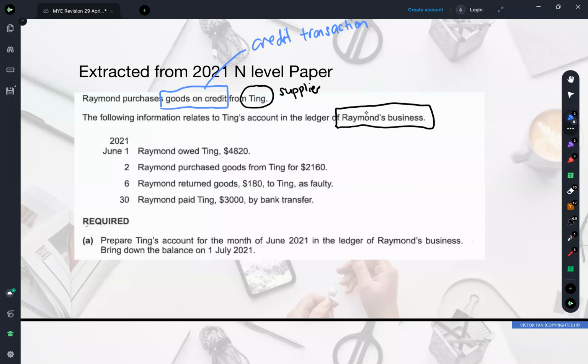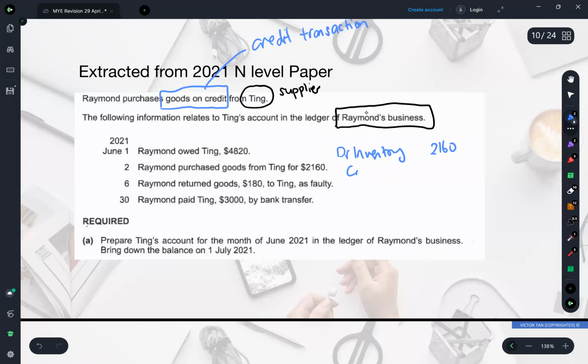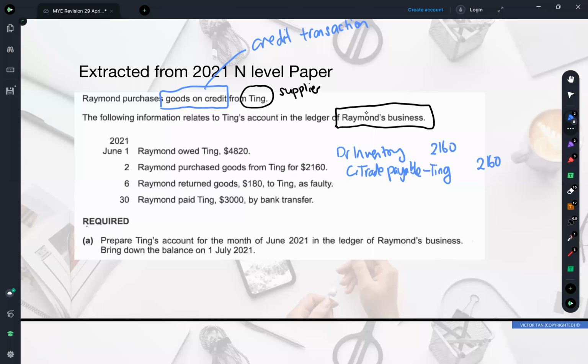So you see now, Raymond buys goods from Ting for $2,160. So you buy goods, you debit inventory 2160 and credit trade payable. So when you write trade payable, you must write the name of the supplier. So in this case, the supplier is Ting. Right, that will be the journal. That will usually be 2 marks.